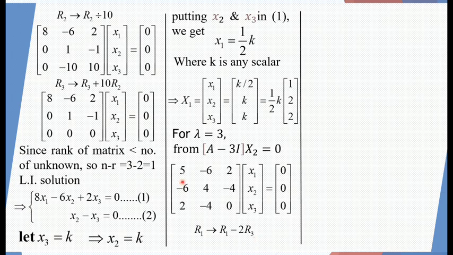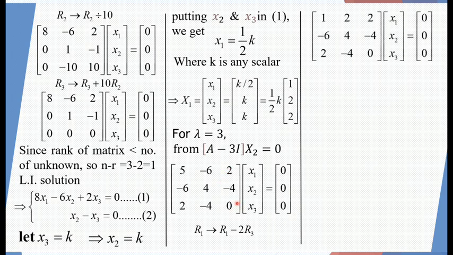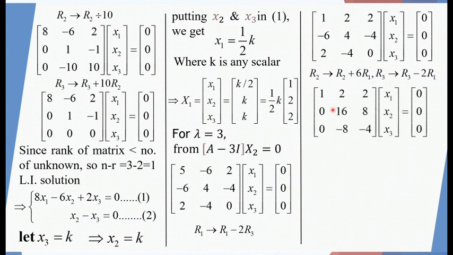So this will be 5 minus 4 is 1, minus 6 plus 8 is 2, and 2 remains as it is, and the remaining matrix are same. So now make these two elements 0. So we can apply R2 as R2 plus 6 time of R1 and R3 as R3 minus 2 time of R1. So after applying it, we get 1, 2, 2, 0, 16, 8 and 0, minus 8, minus 4.